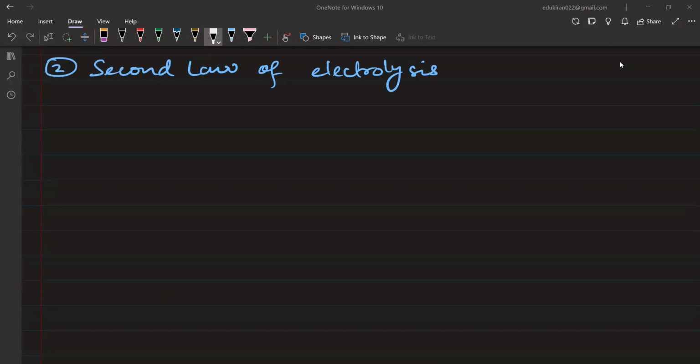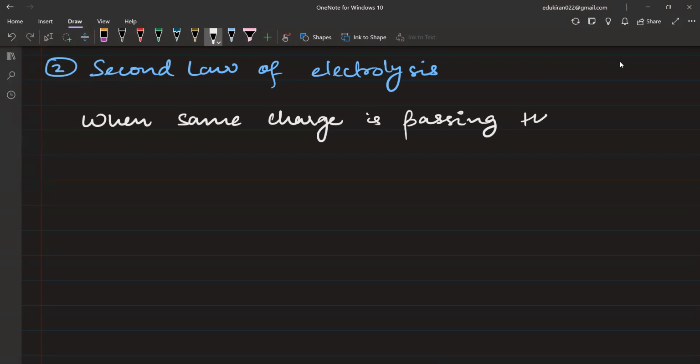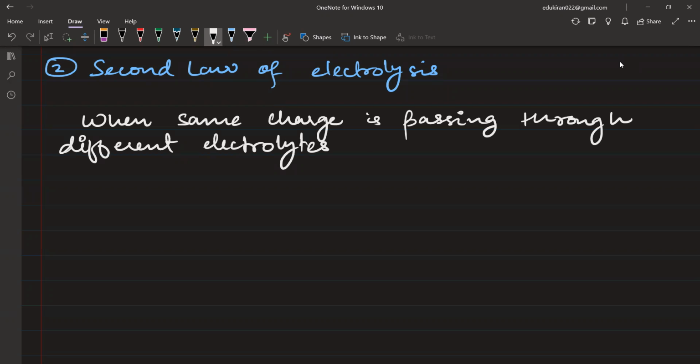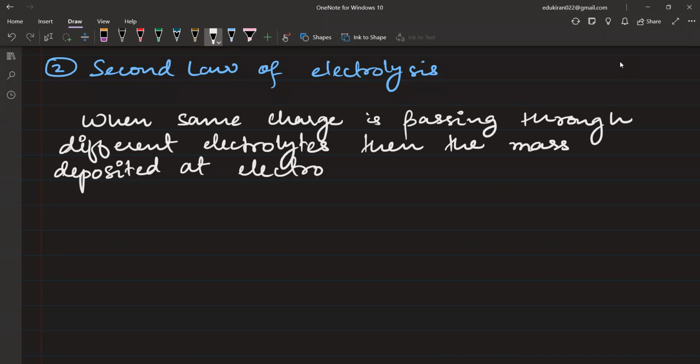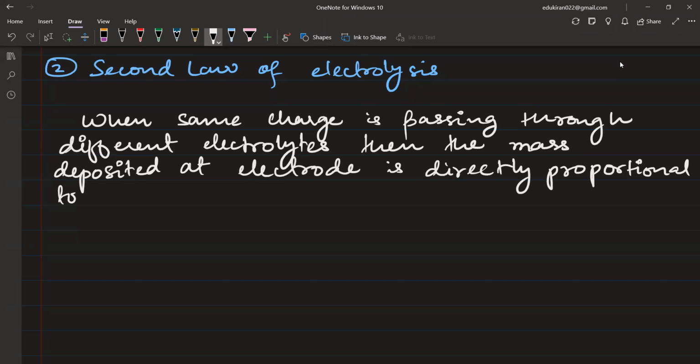Please write. When the same charge is passing through different electrolytes, then the mass deposited at the electrode is directly proportional to equivalent weight. It's directly proportional to equivalent weight.